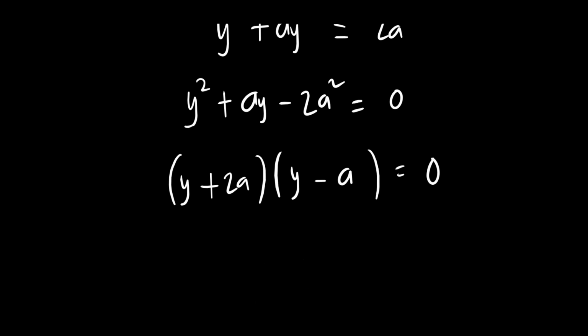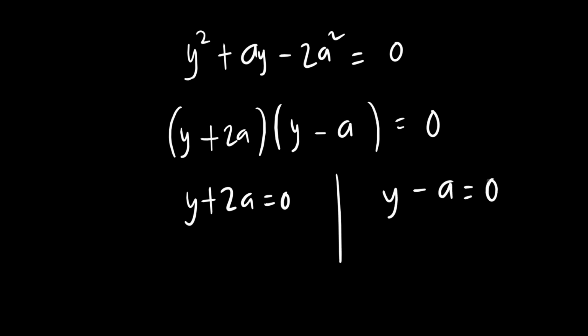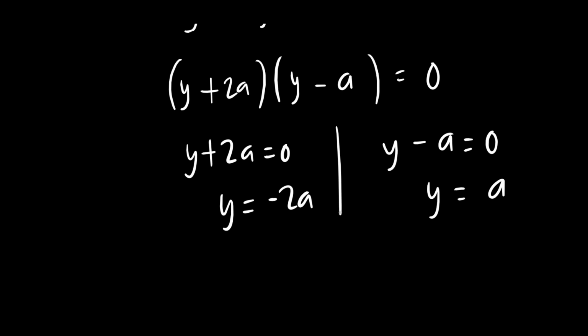We'll now equate each factor to 0. So y plus 2a equals 0, and y minus a equals 0. So y equals negative 2a, and also here y equals a. For me, I will use y equals a, right?